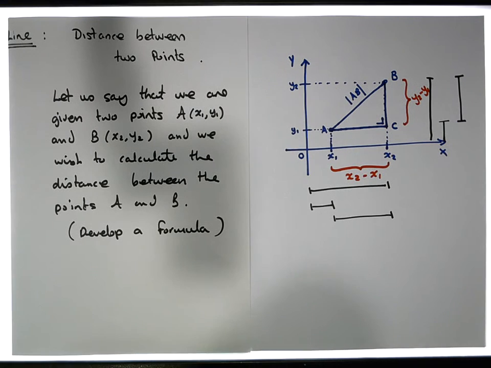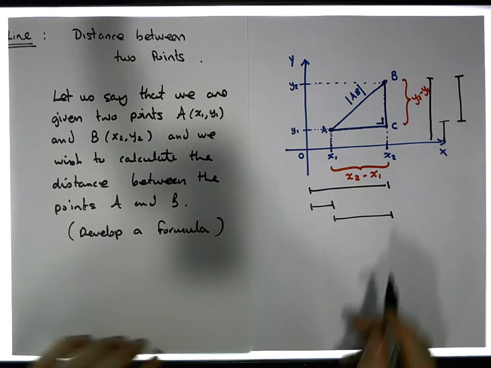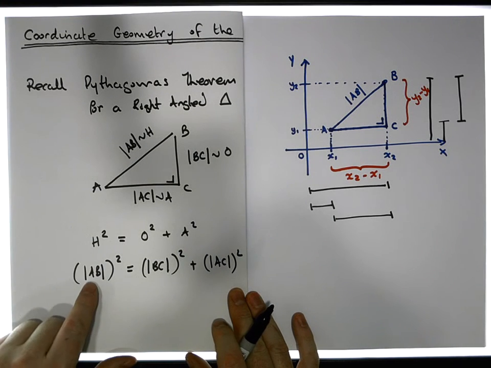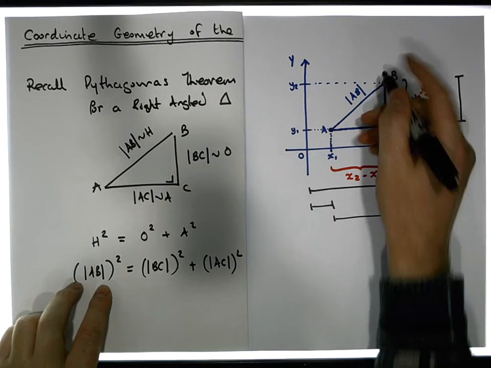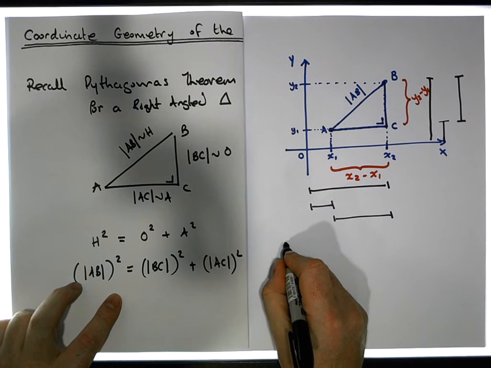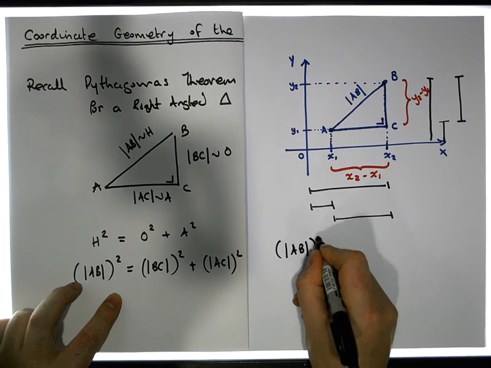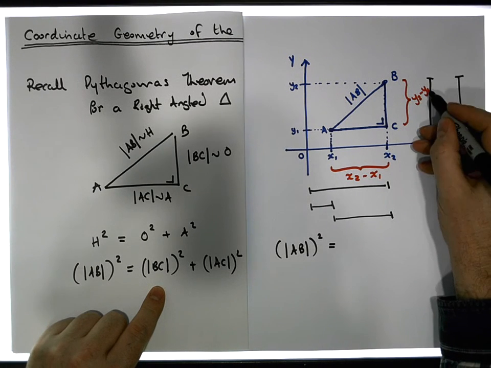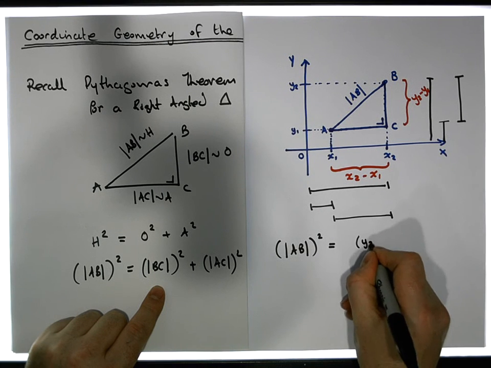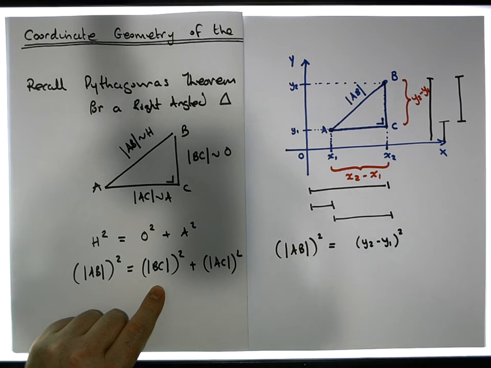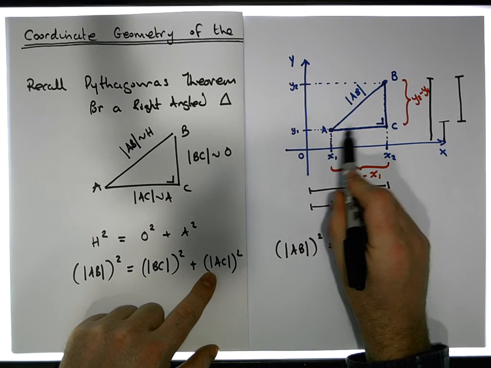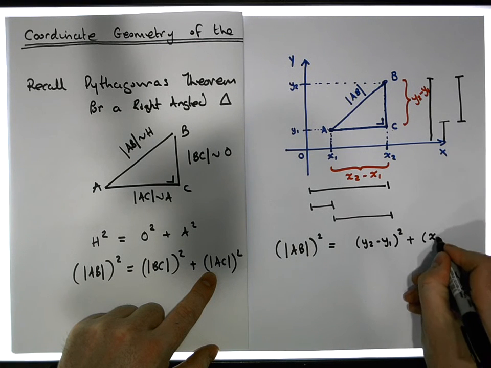So actually what we have now is a right angle triangle, and we know from Pythagoras that this particular distance, AB, is the same as, let's put this down here, the length AB squared must be equal to the length BC squared plus the length AC squared. Now the length BC is y2 minus y1, so it's y2 minus y1 squared, plus the length AC, which is x2 minus x1, so it's x2 minus x1 squared.